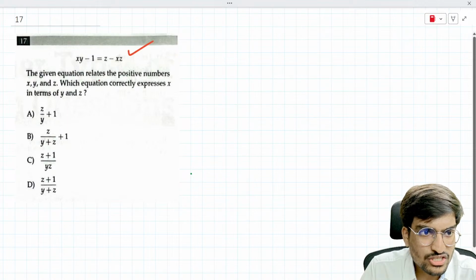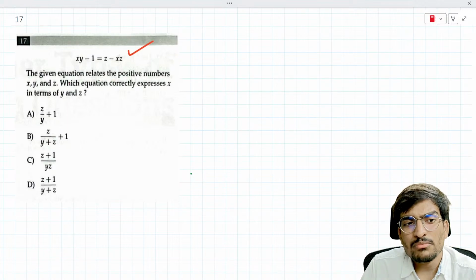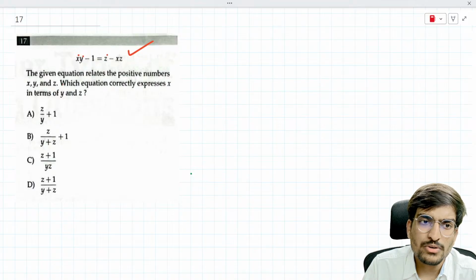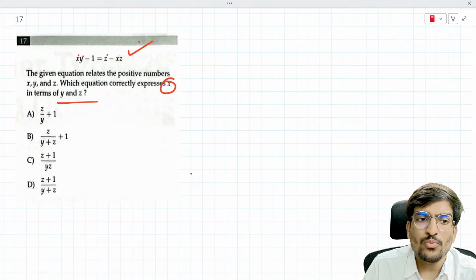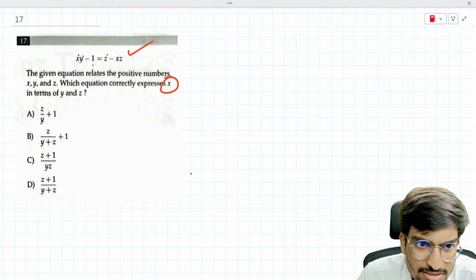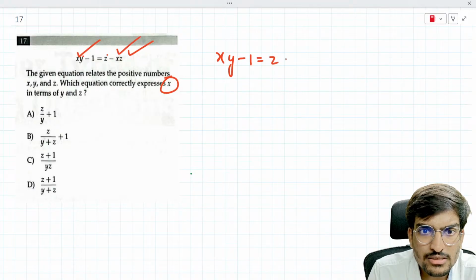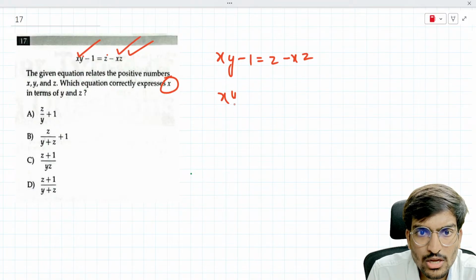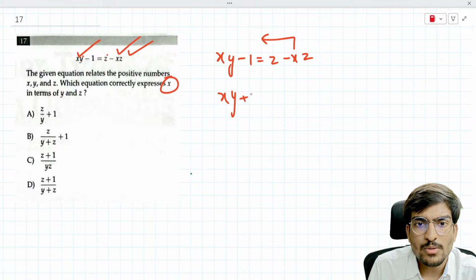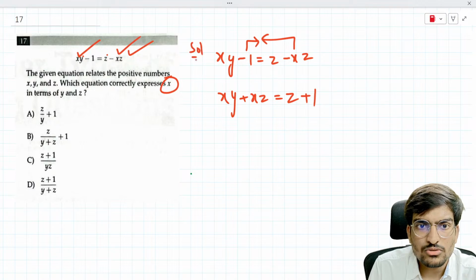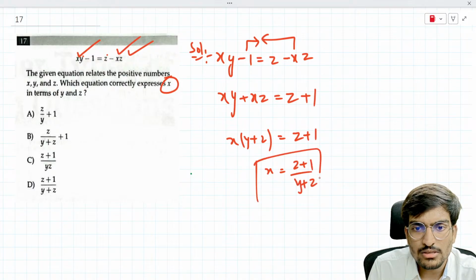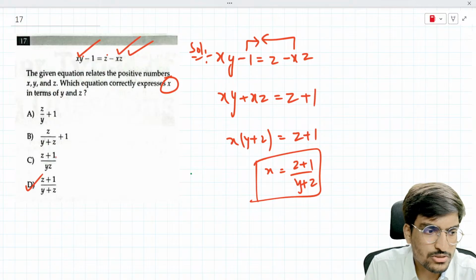The given equation relates the positive numbers x, y, z. These are all positive numbers. Which equation correctly expresses x in terms of y and z? So we have to express x in terms of y and z. And you see two x terms are there. Whenever you see two x terms like this, you put them together first. So xy, and if we transpose this, positive xz equals z, negative 1 becomes positive 1. Now take x common, y plus z equals z plus 1. X equals z plus 1 by y plus z. So z plus 1 by y plus z, option D.